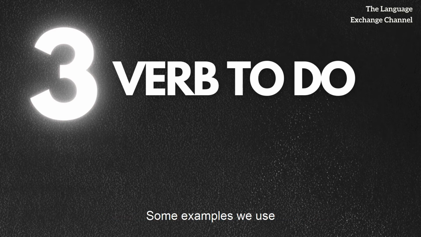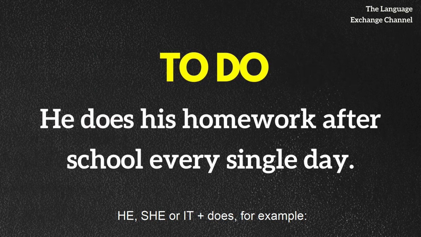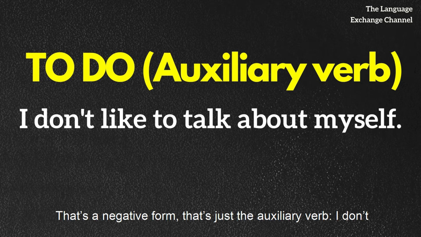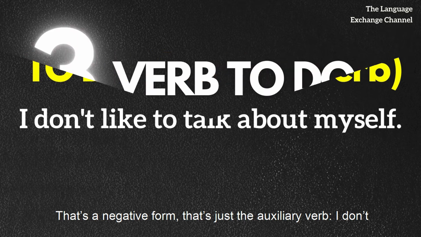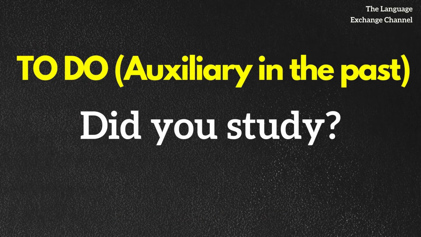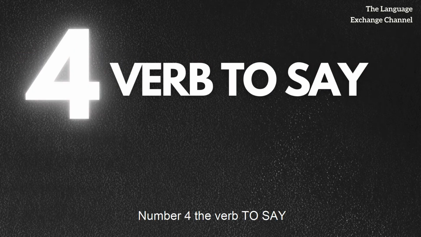Some examples. We use he, she, or it does. For example, he does his homework after school every single day. I don't like to talk about myself. That's a negative form. That's just the auxiliary verb. I don't. So we use do in different occasions. In the past, do becomes did. Did you study?